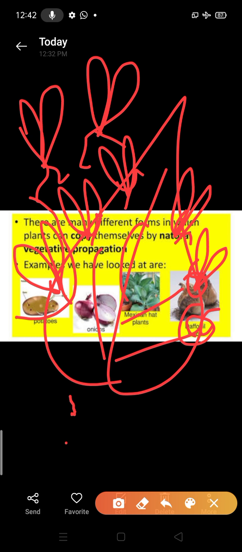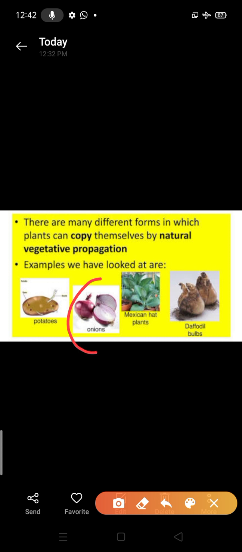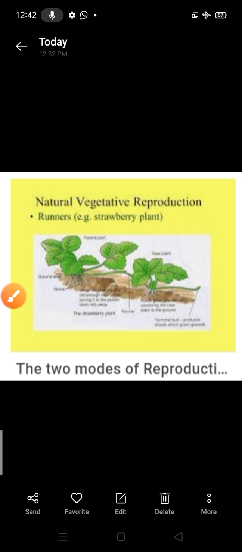Okay children, so two examples we have discussed already. You can see here about the onion. If you put these onion bulbs, a new plant can emerge out from these onion bulbs also. So it's about vegetative reproduction. You can see here that runners also show the vegetative mode of reproduction. Many grasses also show the same method of reproduction. Clear? So they are the runners.